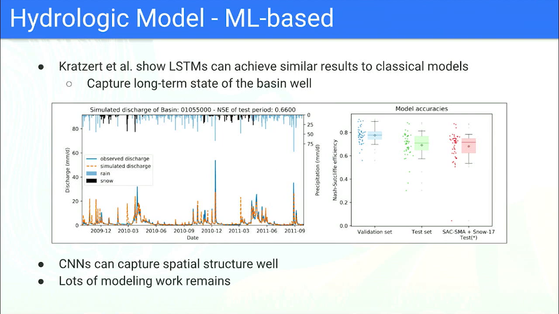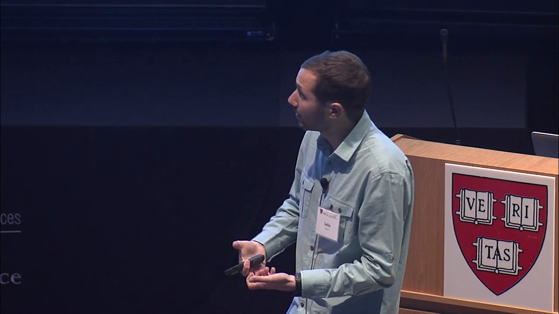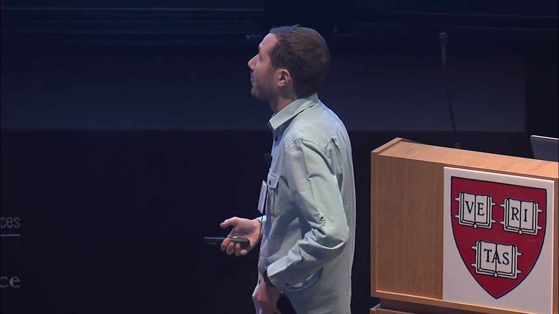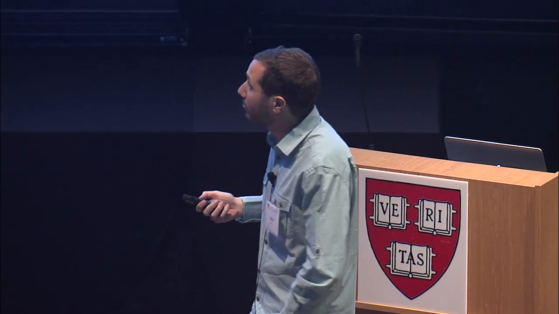We've been doing some similar work, not with LSTMs capturing the long-term state of the basin, but rather using CNNs to try and capture the spatial structure along the basin. So instead of treating the basin as a single element, trying to understand what areas are more absorbative and so on. And we've shown that CNNs can also capture other aspects of the hydrologic modeling as well.